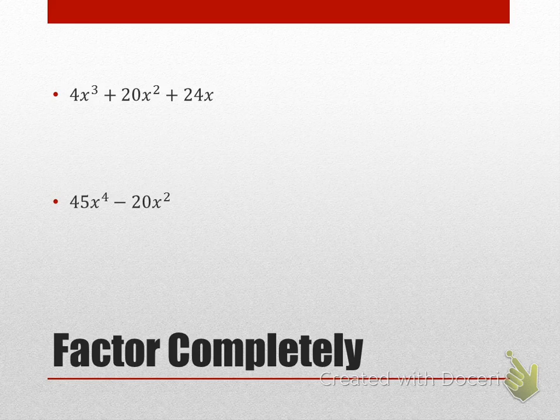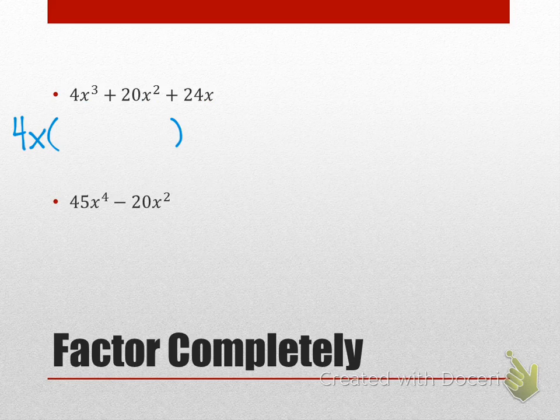So let's look. 4, 20, and 24. What is the greatest common factor of those numbers? 4. Now let's look at their variables. X cubed, x squared, and x. This time, can I take an x out? Yes, I can, because they all 3 have one. This one's got 3, the second one's got 2, the last one's got 1. So the maximum I can take out is 1.